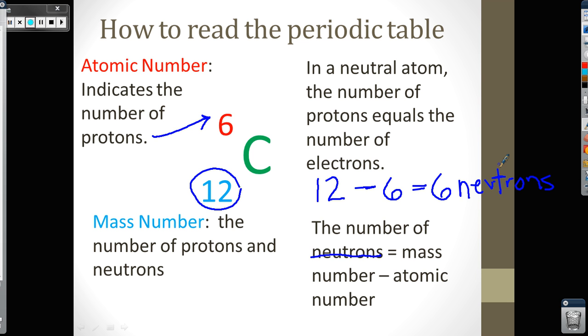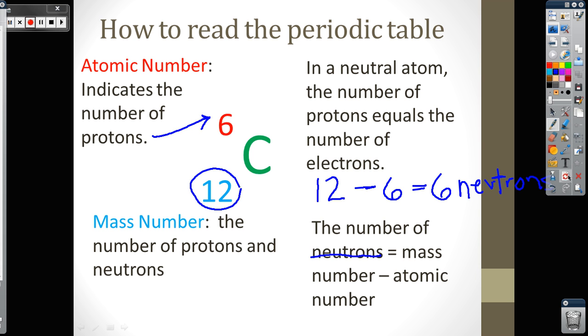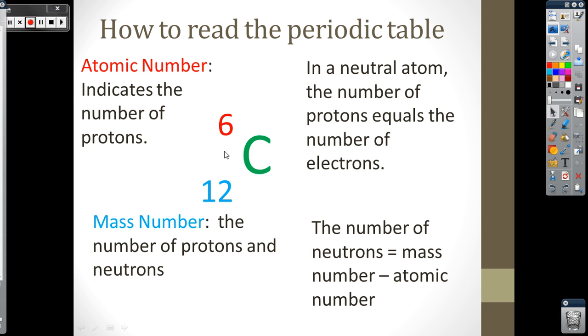So that's how we figure out the number of neutrons in our atom. Okay? Hopefully you're still with me so far.